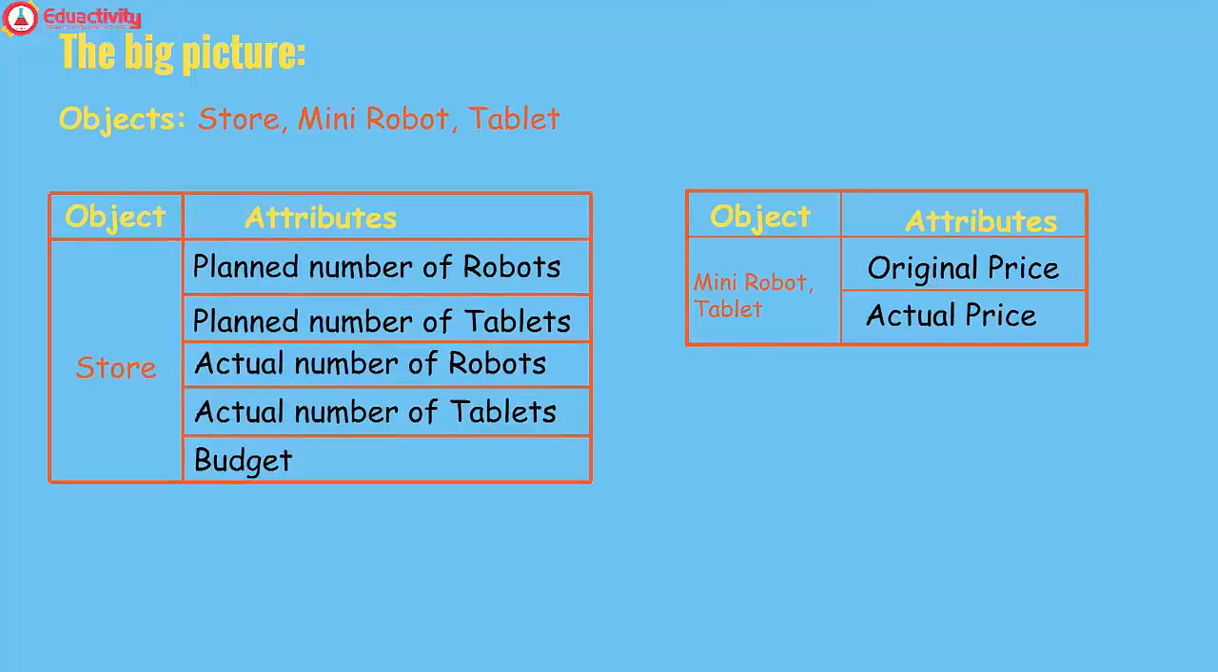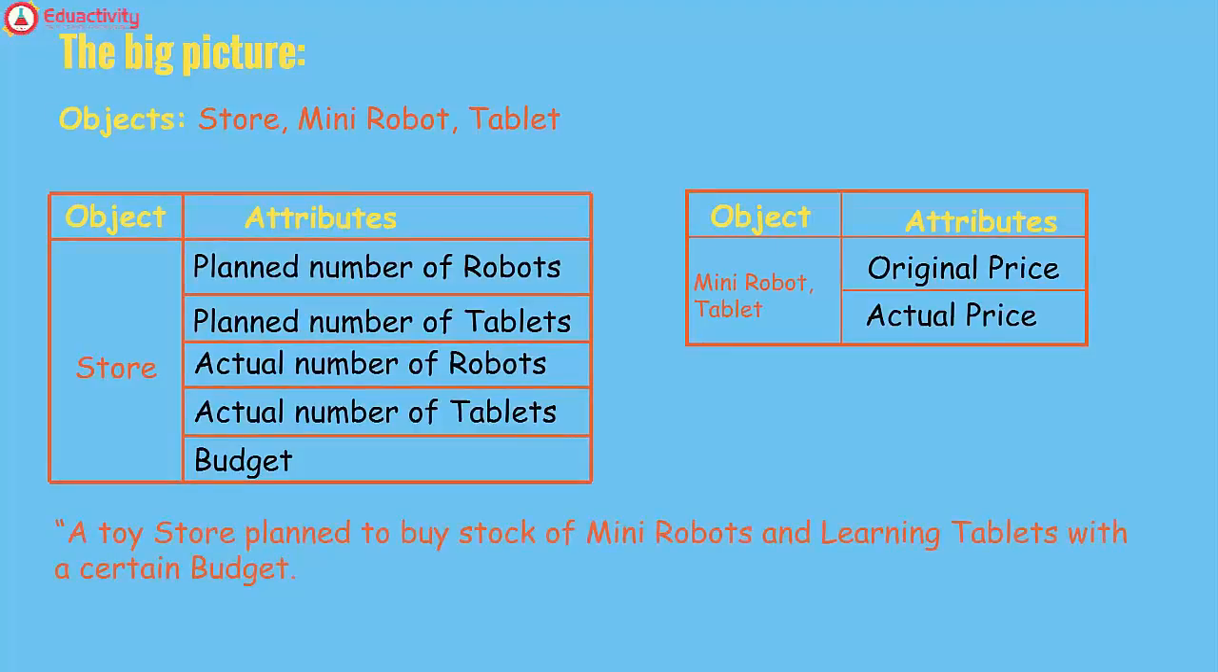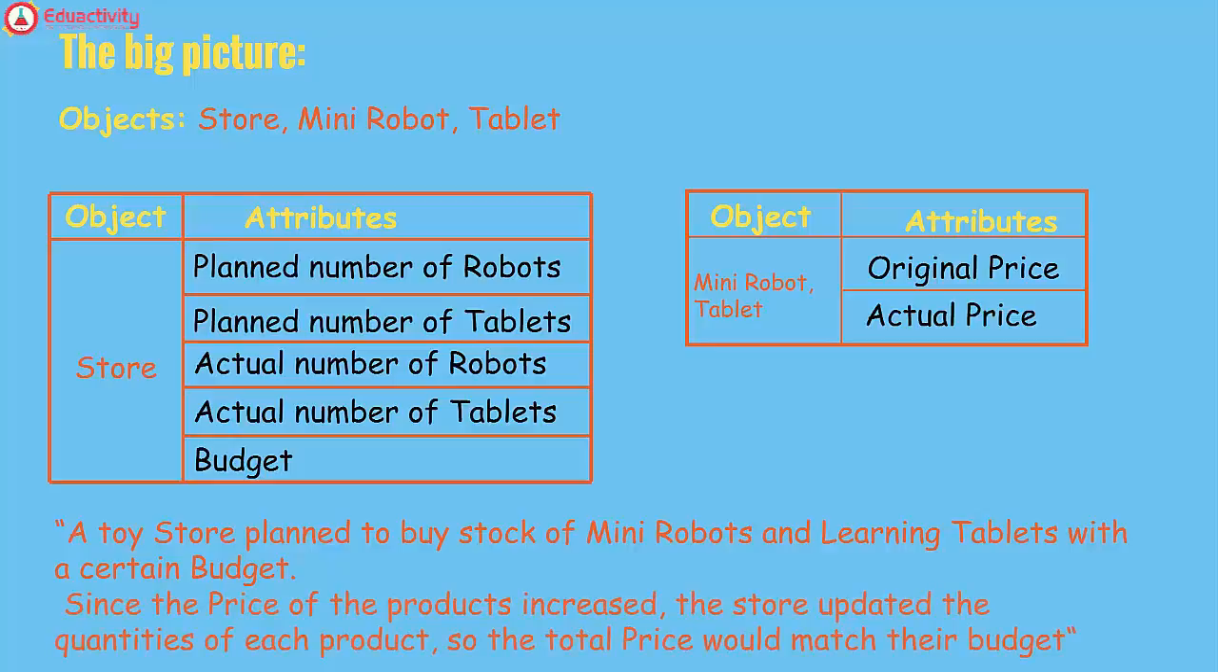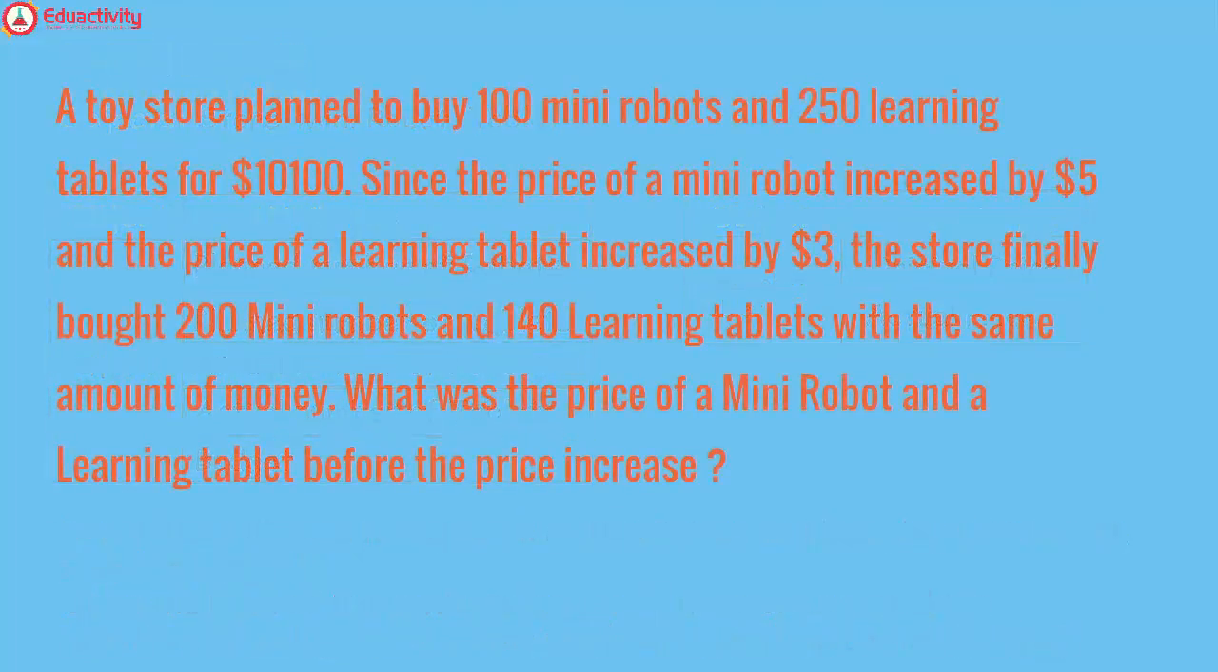Now let's define what's going on in the problem. A toy store planned to buy stock of mini robots and learning tablets with a certain budget. Since the price of the products increased, the store updated the quantities of each product, so the total price would match their budget. Now let's do step 2 and define the given values.